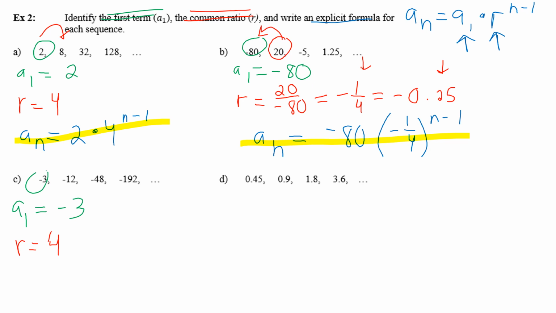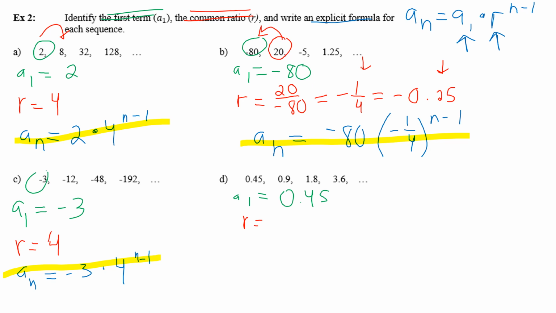And then the last thing we're looking at here is explicit formula. So A sub n equals A1, which is negative 3, times R, which is 4, raised to n minus 1. Notice for this one, I decided to go back and use the dot to represent multiplication. Had I wanted to continue using parentheses to let me know it's multiplication, I could have done that as well. D, A1 equals first term, 0.45. Common ratio, what do we multiply?